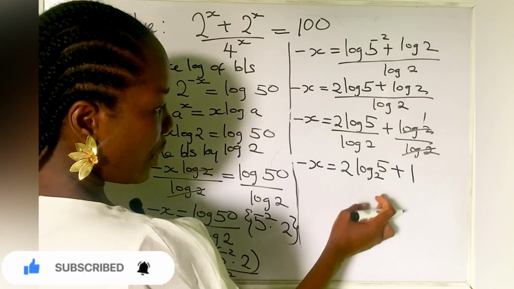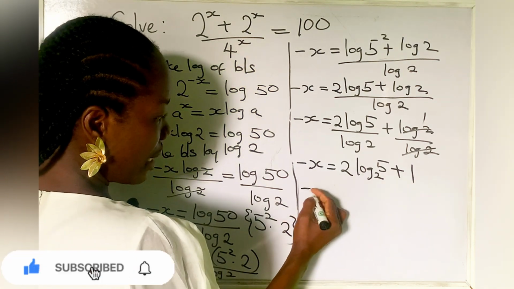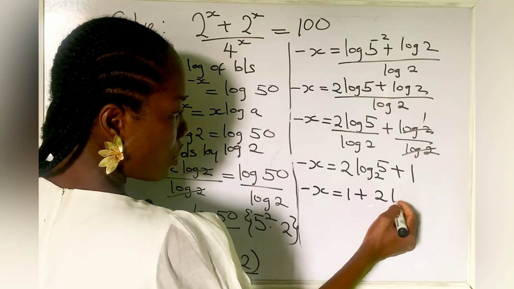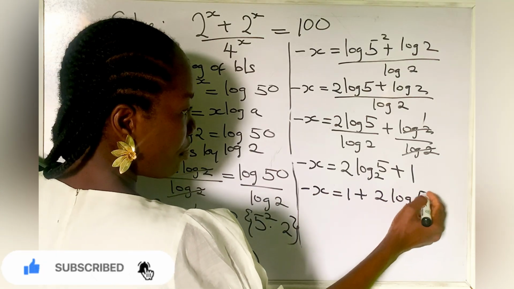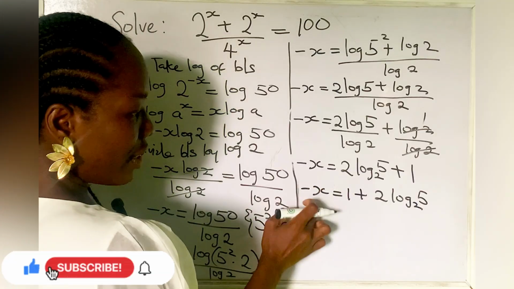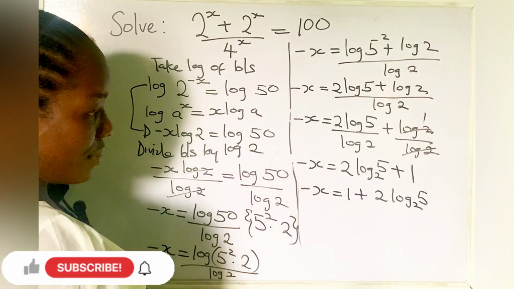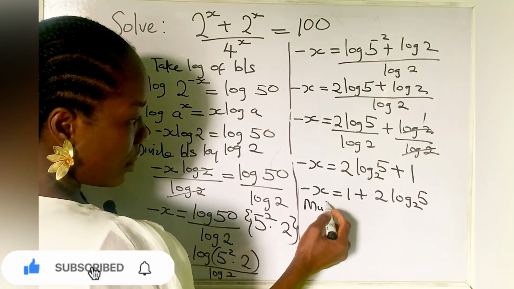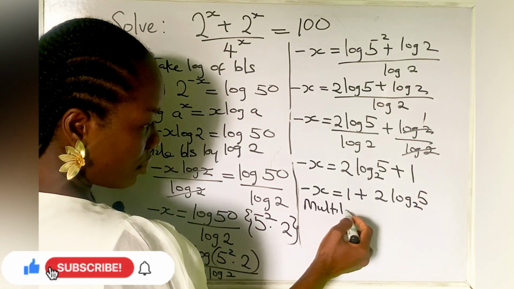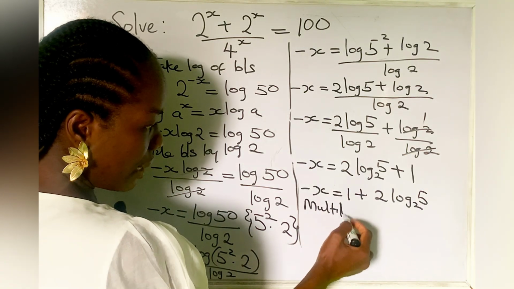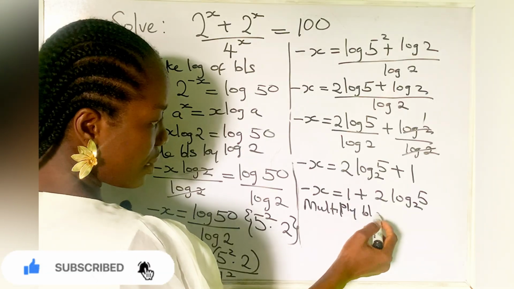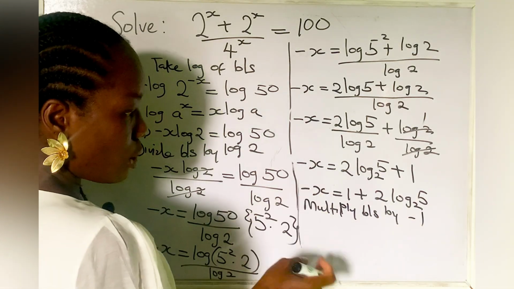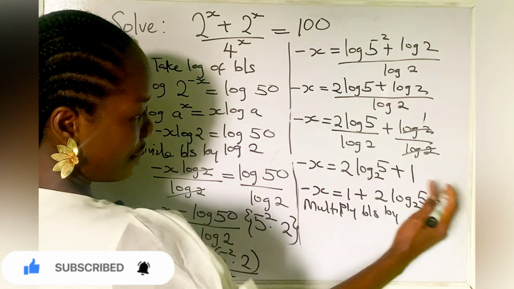Okay. And to bring this one forward, we can say minus x is equal to 1 plus 2 log 5 base 2. Remember, we're looking for the value of x, and this is negative x. So to get x, we have to multiply both sides by minus 1. That means I'm multiplying the left and the right hand side.